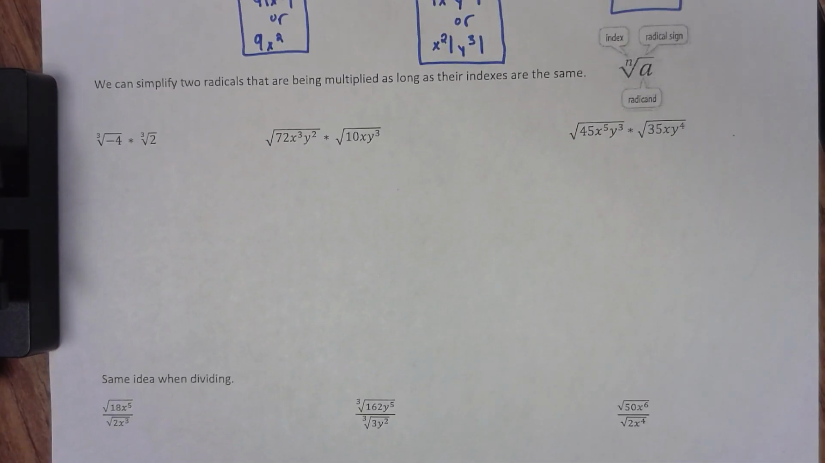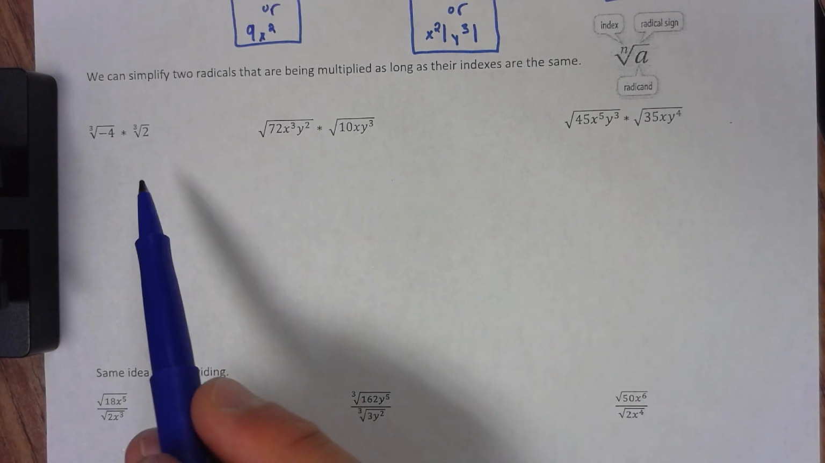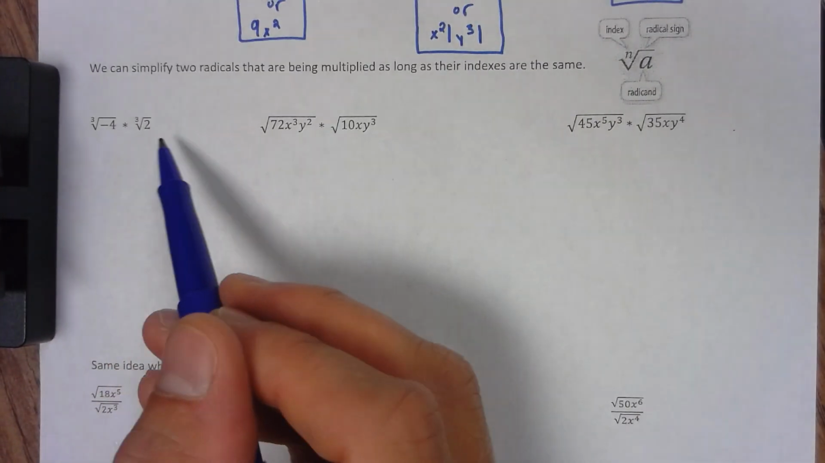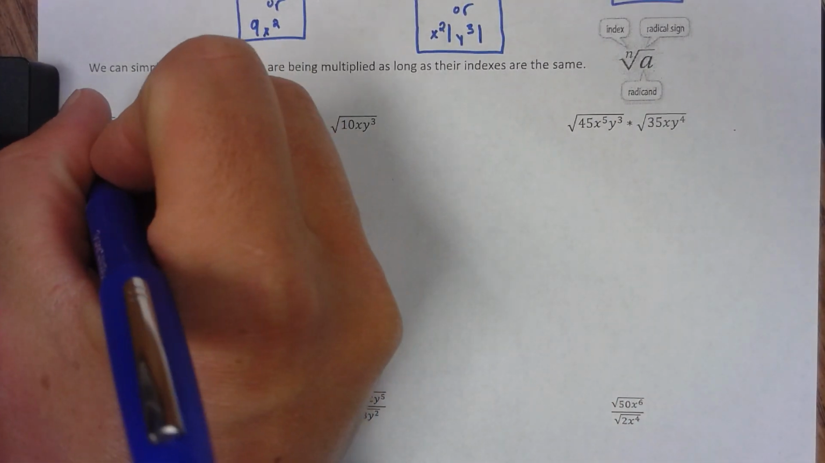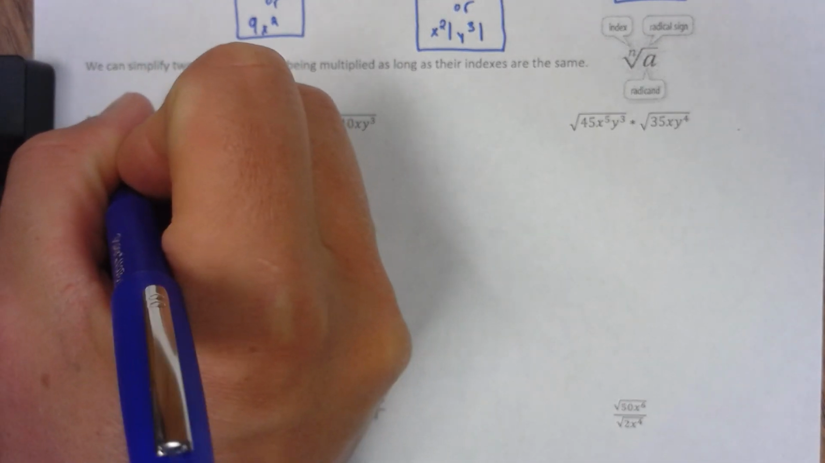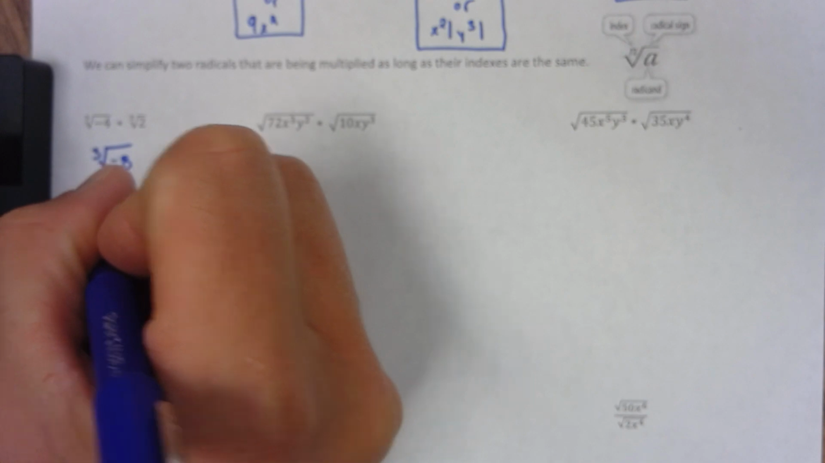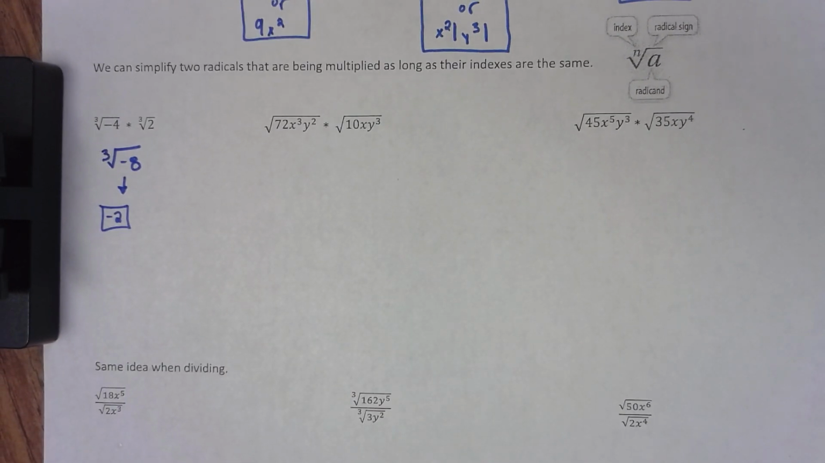So for all of these, the first thing that I would do is multiply what's underneath the radical symbol. So for this first one, -4 times 2 is -8. So really, we're trying to simplify the cube root of -8. And hey, we just did that. That's -2. Okay, with the next one, same idea.